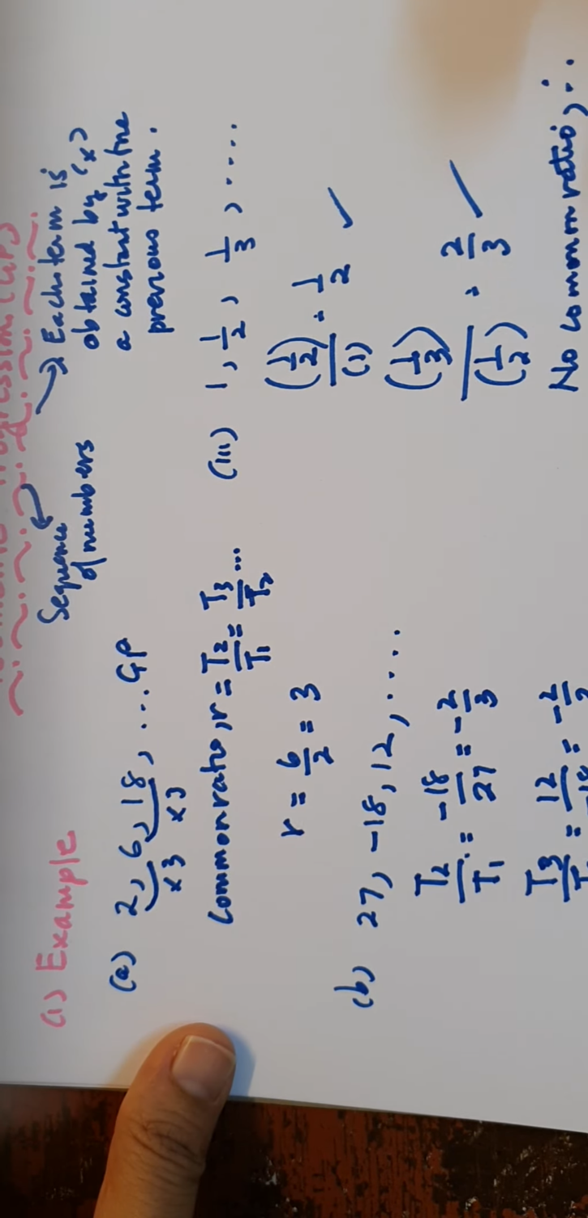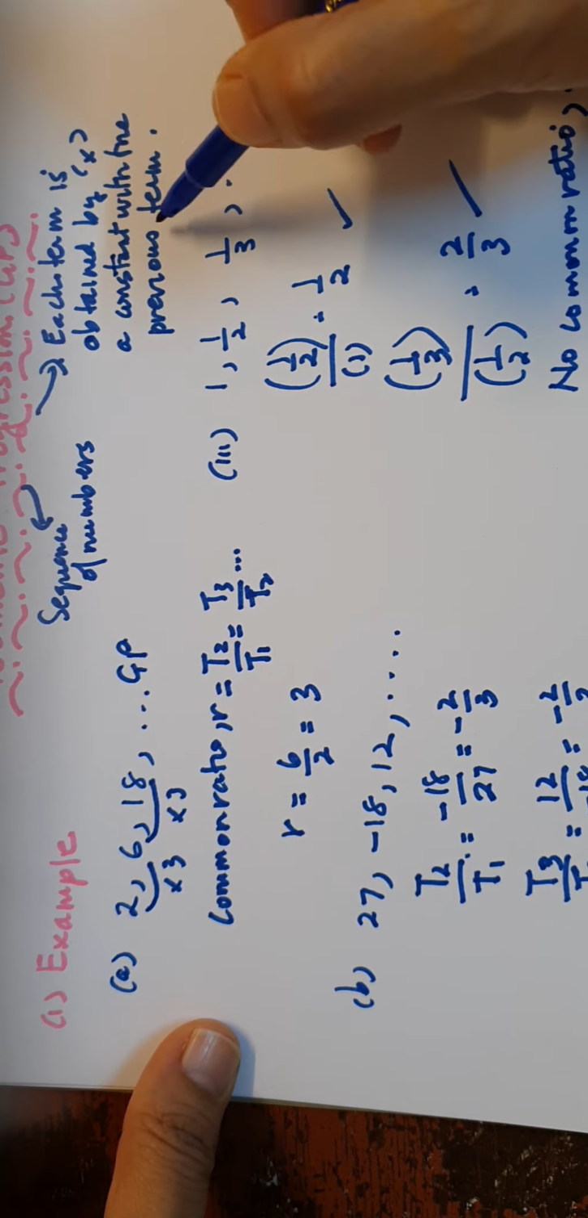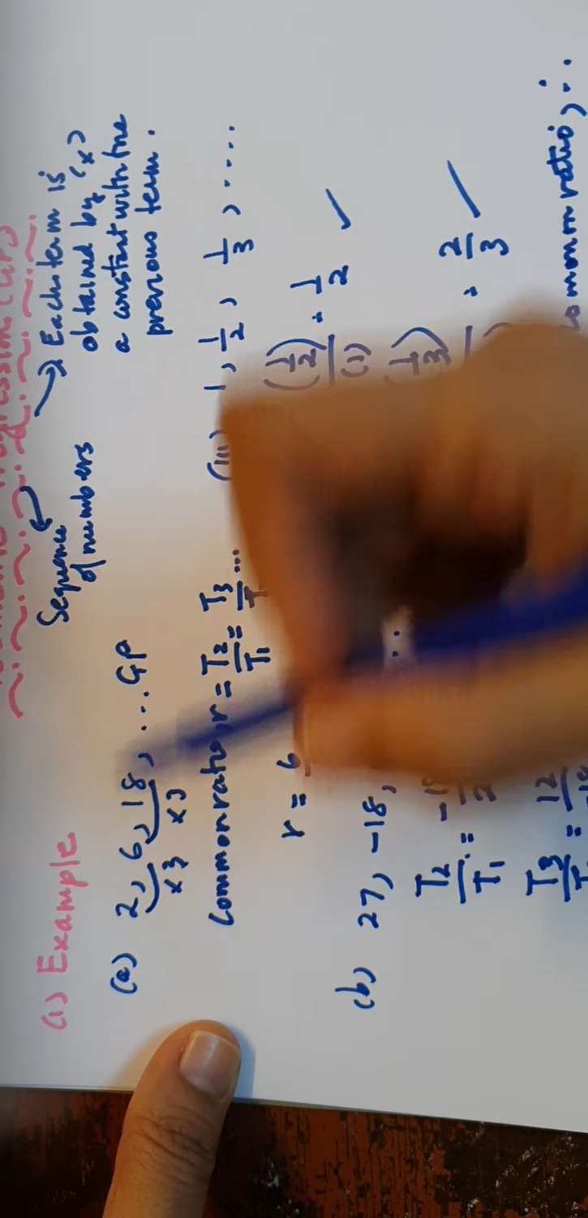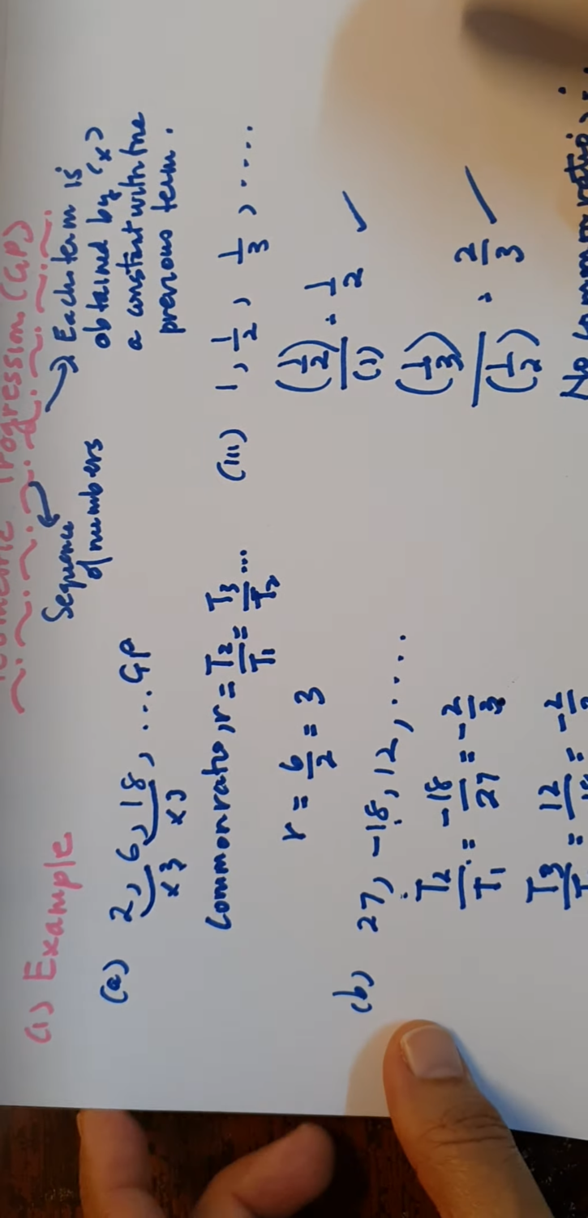So what is a GP? It is a sequence of numbers where each term is obtained by multiplying a constant with the previous term. To get this to this, you multiply by 3. To get this to this, you multiply by negative 2 over 3. So let's proceed. What's the next step?